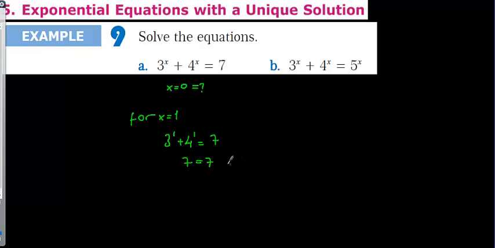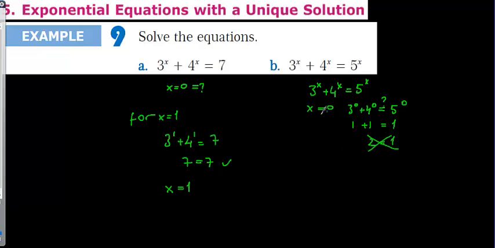7 is equal to 7, so this is satisfied, and x is equal to 1. Here, for the second one, 3 to the power of x plus 4 to the power of x is equal to 5 to the power of x. I try x equal to 0. If x is equal to 0, it's going to be 3 to the power of 0 plus 4 to the power of 0, is it equal to 5 to the power of 0? This is 1 plus 1 is equal to 1, 2 is equal to 1, no. So x is not equal to 0.